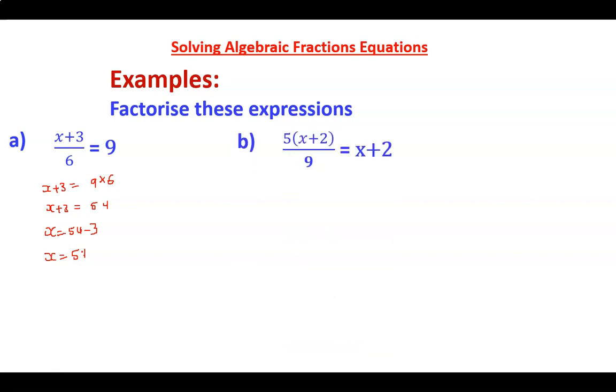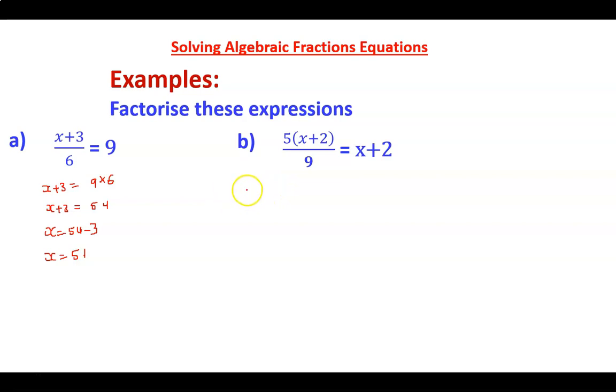Okay, I've got another example, which looks a little bit more complicated than example A. But let us do it the same way. I'm thinking of a number, I add 2, and then I times by 5, and then I divide by 9. My answer is x plus 3. The last operation I did was divide by 9. So let's get rid of that.